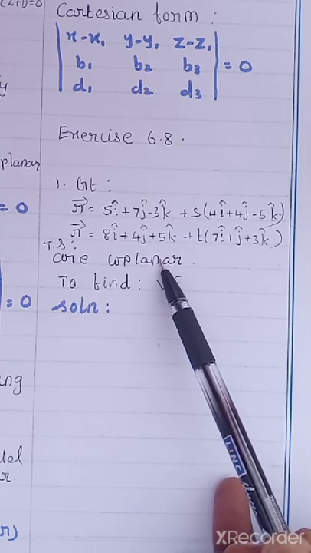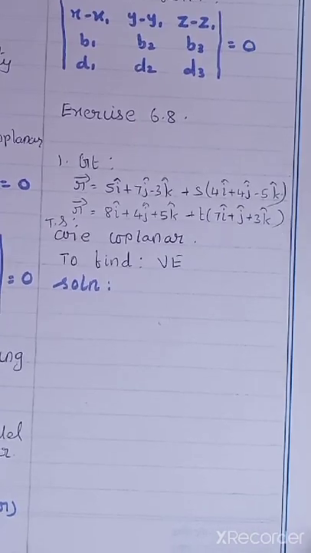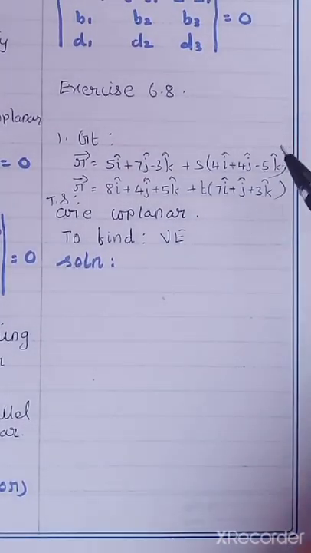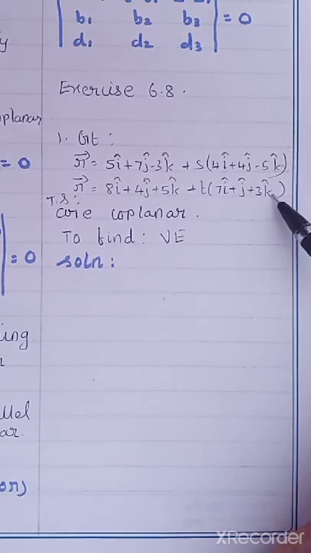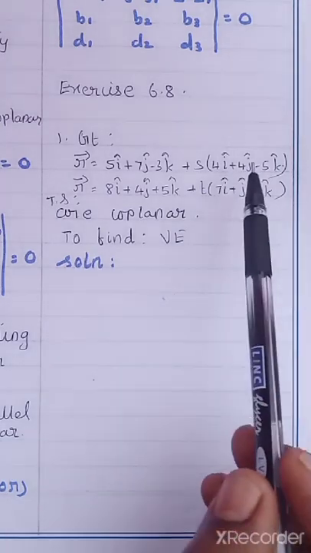Also, we want to find the vector equation. Is that clear? So two lines are given. We want to find whether these two lines are coplanar, and also find the vector equation. So for coplanar, now we have two conditions. One is the condition for coplanarity of two lines. Second one, non-parallel coplanar. Correct? Okay, so first, just see this one.